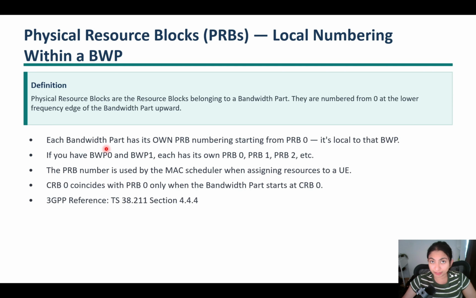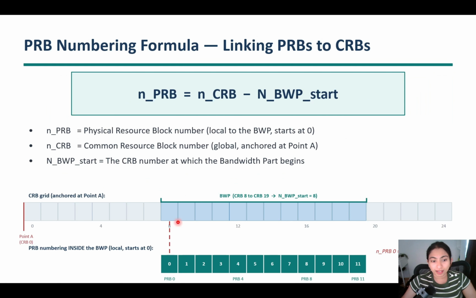So if you remember the previous diagram, CRB 0 may not always be used. It depends on the bandwidth part that the UE is allocated to. So CRB 0 may or may not belong to a bandwidth part. Thus, the bandwidth part may not start at point A. This diagram actually makes this concept much clearer.